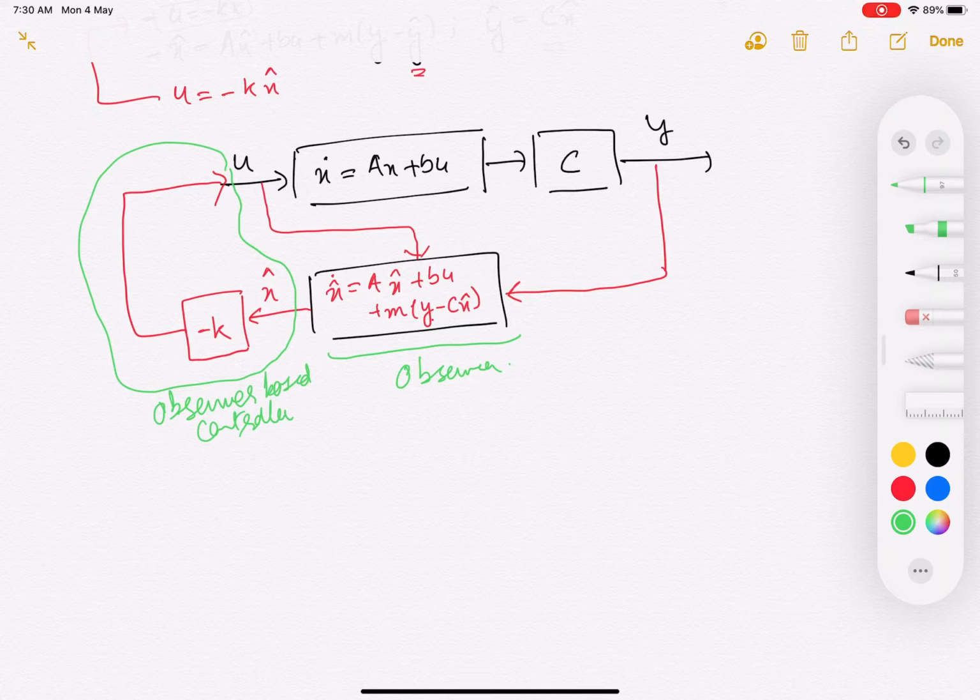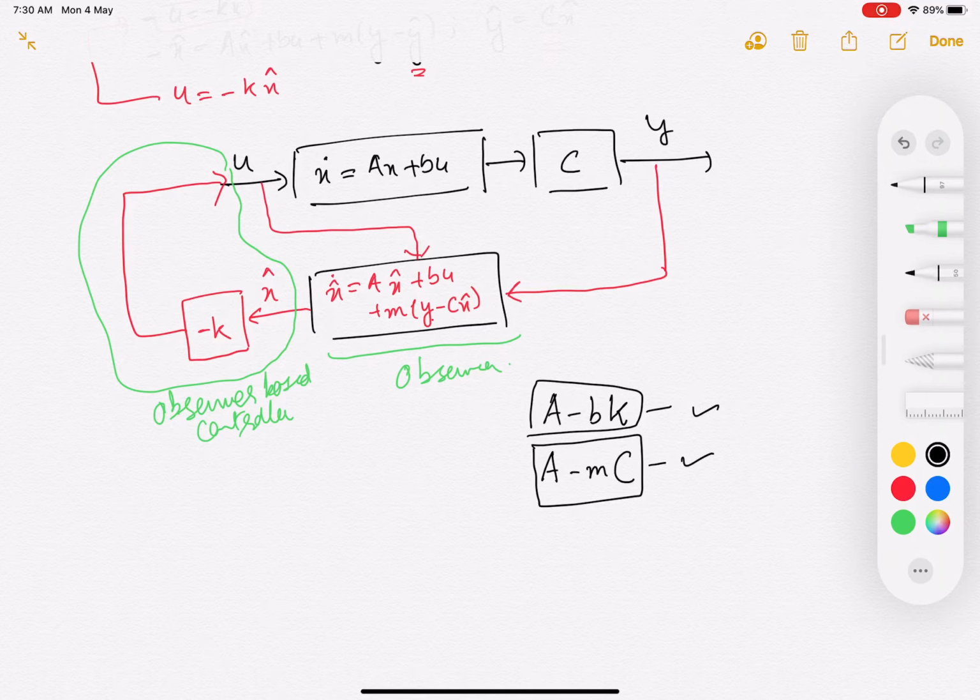Now we have seen in the last two lectures that when you design a controller, you are able to have control over the eigenvalues of A minus BK, which in effect gives you control over the behavior of the plant. And when you design the observer, you have control over the eigenvalues of A minus MC, which gives you control over the dynamics of the observer. Now you design the controller separately and the observer separately, and you proved these two things. But now you have combined the two.